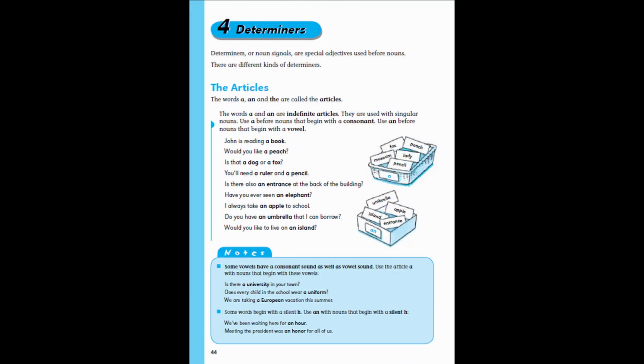So what we'll be taking a look at today is determiners, as we already know. Determiners, or noun signals, are special adjectives used before nouns. There are different kinds of determiners. The most popular one that we know of is articles. The words a, an, and the are called articles. The words a and an are indefinite articles. They are used with singular nouns.